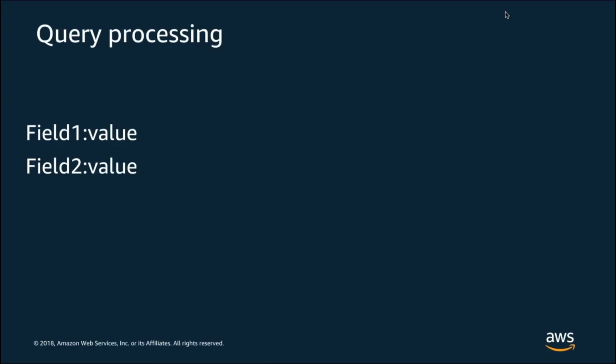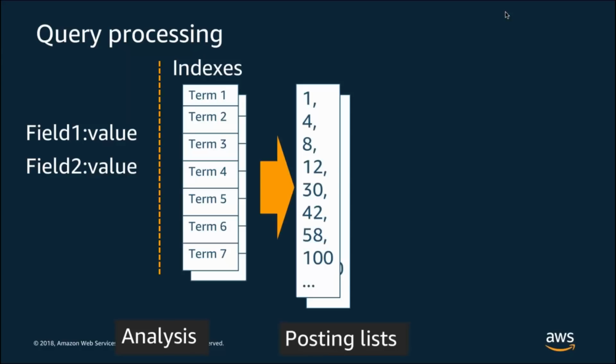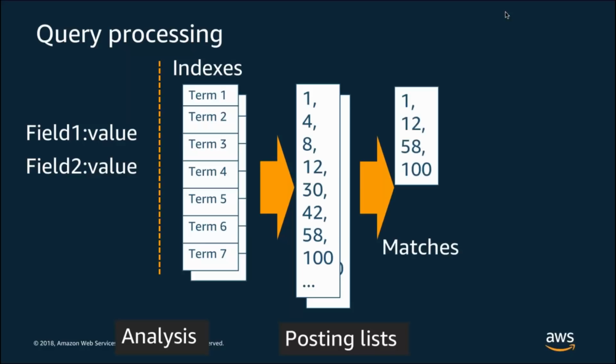When I want to query that data, let's imagine I have title iron, title man. I first analyze that data. As I said, it has to be analyzed in the same way that the base data was analyzed. And I go to my indexes and I find those terms, iron and man. Then I pull the posting lists. So the first list would be the set of all documents that contain the term iron. The second list would be the set of all documents that contain the term man.